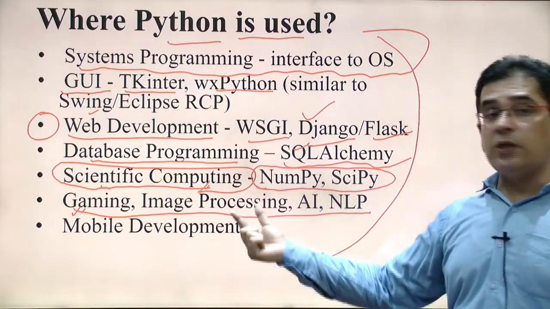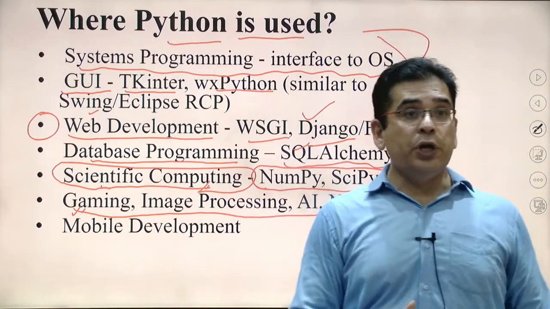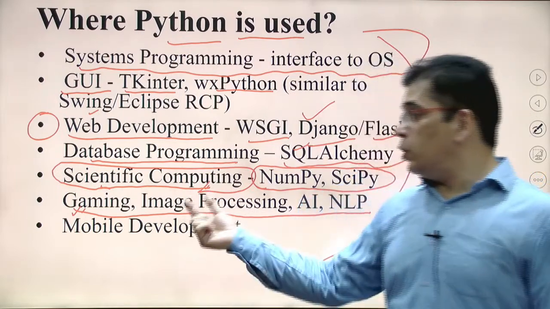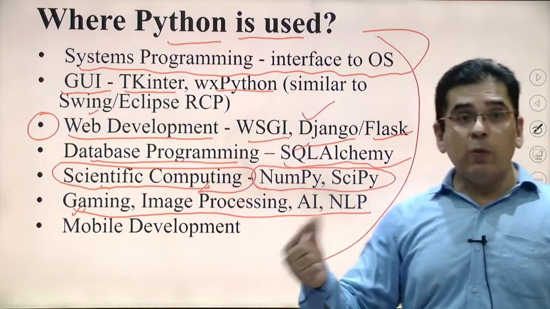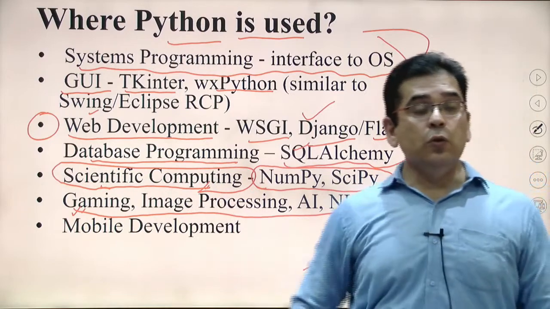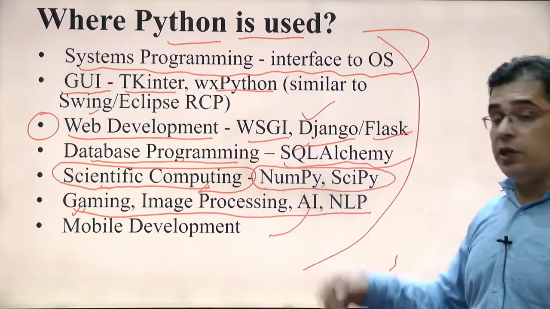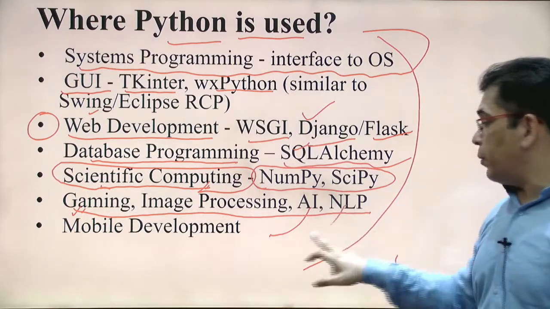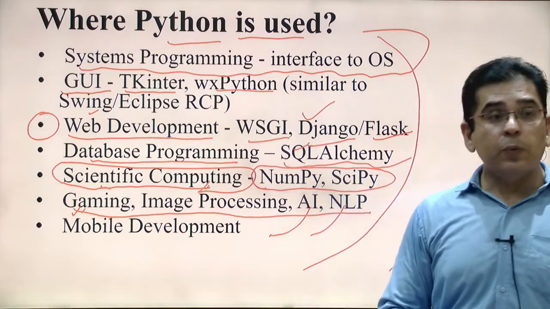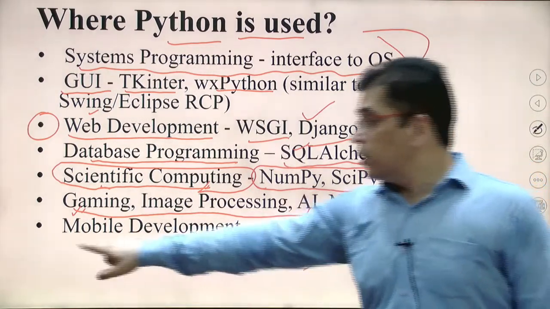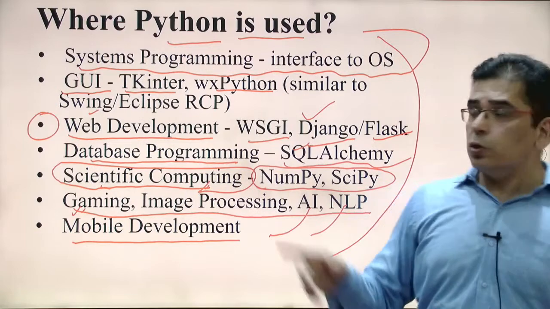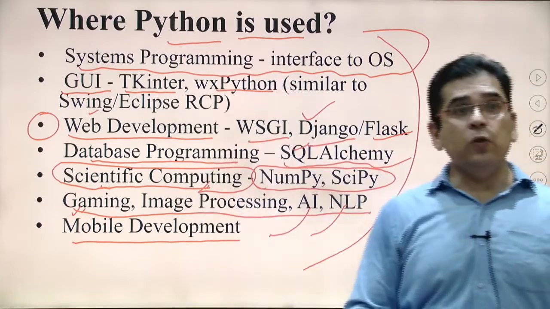Then image processing. If you want to detect cancer in a human's body, then the scanned MRI images can be used as a data set, and the program or model developed in Python can be used to process those images and do prediction. Artificial intelligence, deep learning, machine learning, natural language processing, generally called NLP. Python is also used in natural language processing. Last but not the least, mobile development. In mobile application development, Python is also used. So these are some of the categories where we can use Python.